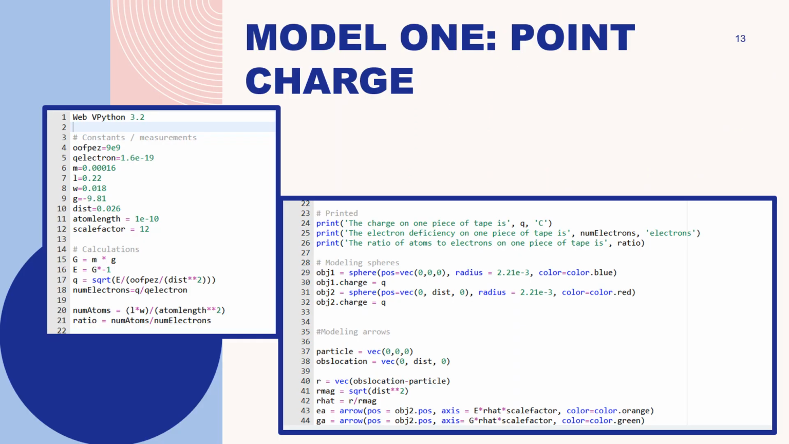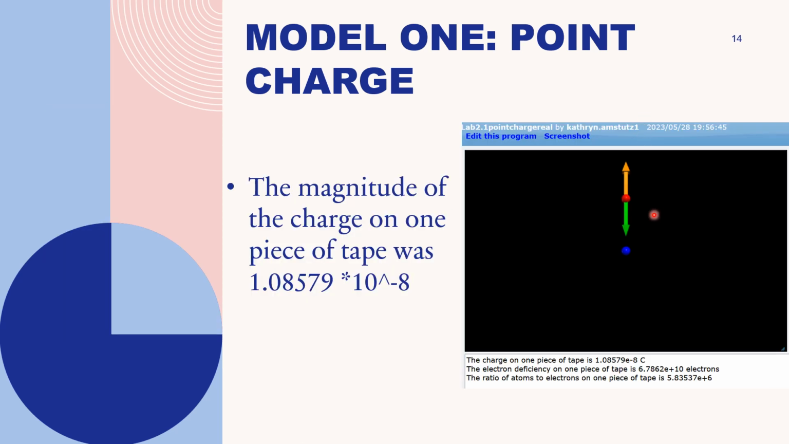The computational model represented the equation just as I had in my written calculations, as 2 point charges, and as such, it is very similar to the work I just did. I found all of my constants here, calculated gravitational force, the electrical force from that, and the Q from that, and then I calculated the number of atoms and the ratio. I printed everything out and then created two objects to represent the two pieces of tape with their charges, and then two arrows to represent the electrical force and the gravitational force respectively. As such, the charge was the same in both methods.